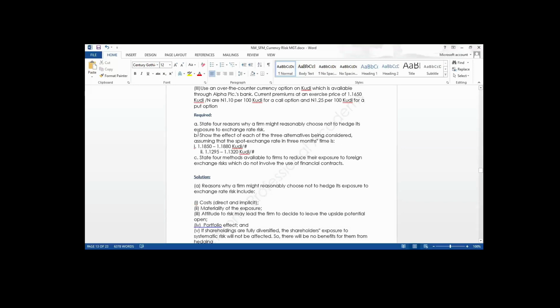Let us go to this. Show the effect of each of the 3 alternatives being considered. Assuming that the spot rate in 3 months' time is figure 1, the spot rate is given as 1.1850 to 1.1880, Kudi to Naira. Or the spot rate happens to be 1.1295 to 1.1320.